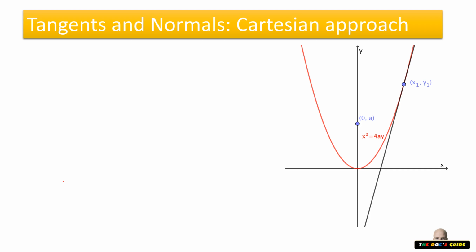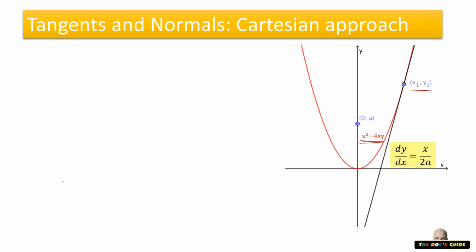Hello mathematician, we're now going to have a look at getting the equation for the tangents and normals using the Cartesian approach. So this is our more regular approach, but as we'll see, it's not as easy as the parametric approach. So here we've got our parabola with a point, let's call it a point P again, coordinates x1 and y1. The equation of the parabola is this.